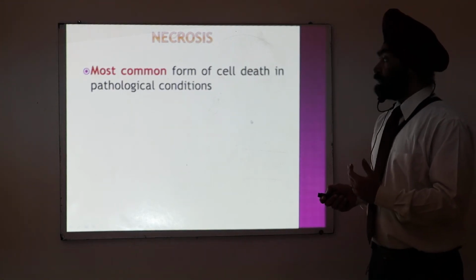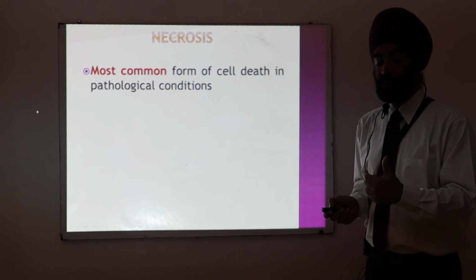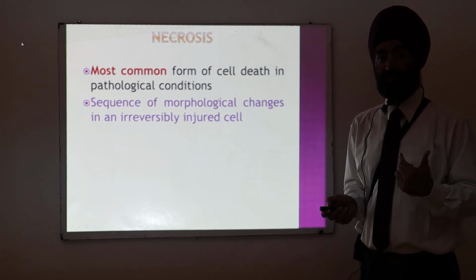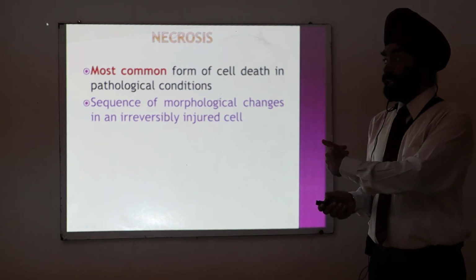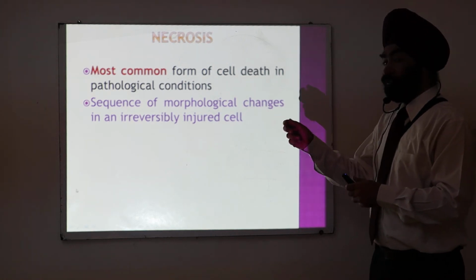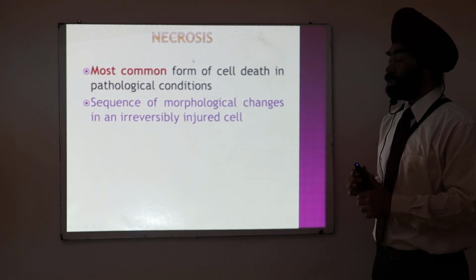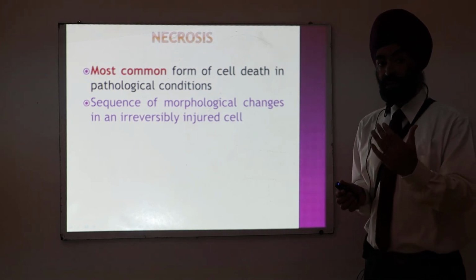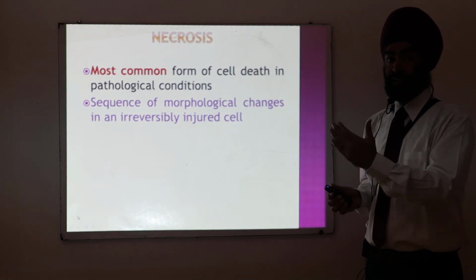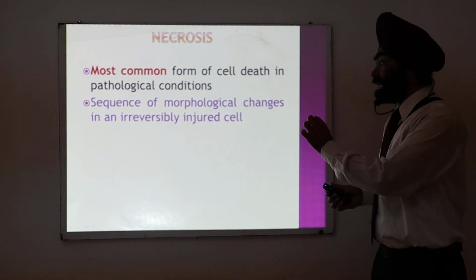As I told, necrosis is the most common form of cell death in pathological conditions. Remember, I am using the word pathological. So there is a definition of necrosis. What is the definition of necrosis? This is, you can say, the textbook definition: a sequence of morphological changes taking place in an irreversibly injured cell. Why is there this kind of definition? Because necrosis is distinguished on the basis of morphology, how it looks, and it happens after the cell is irreversibly injured. That is why it is defined as morphological changes taking place in the irreversibly injured cell.